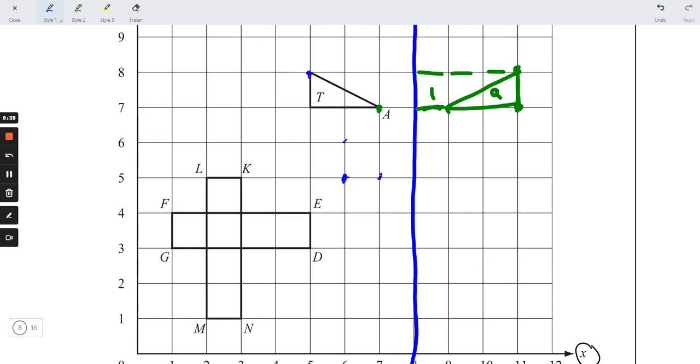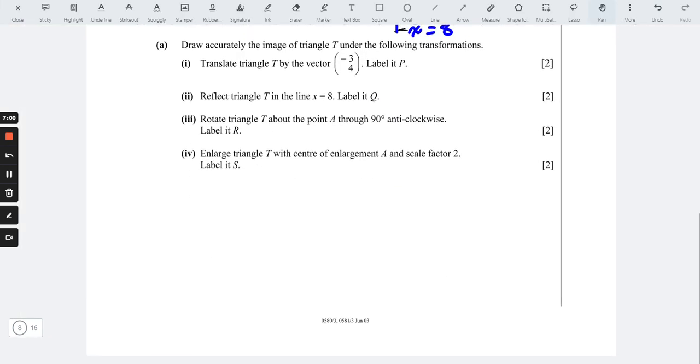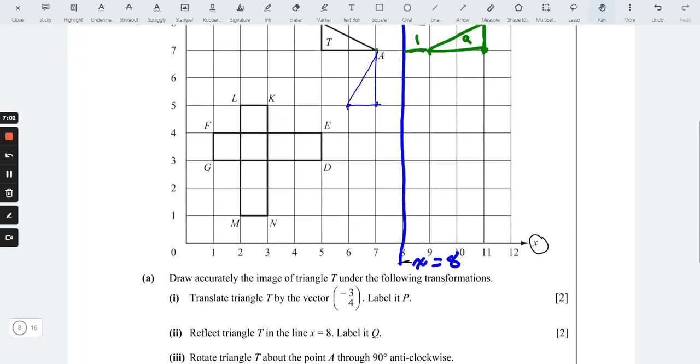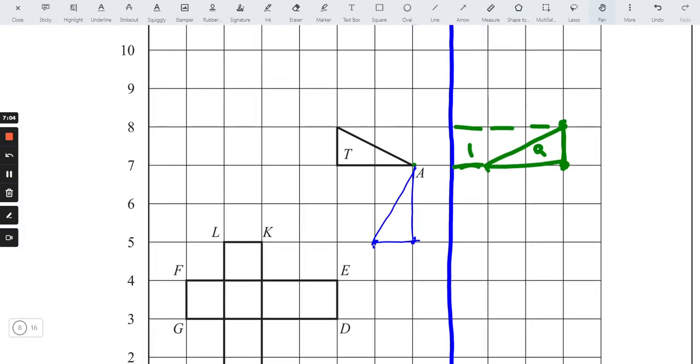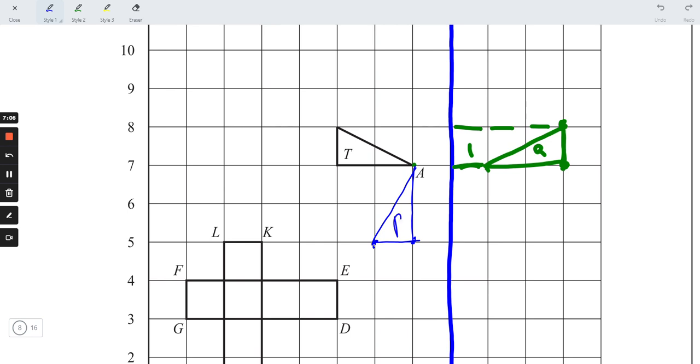90 degrees. That means if you draw, this is 90 degrees here. You see? So please work with the tracing paper. Work with the tracing paper. So this is our rotated shape, and we will label it R. So here we'll call it R.